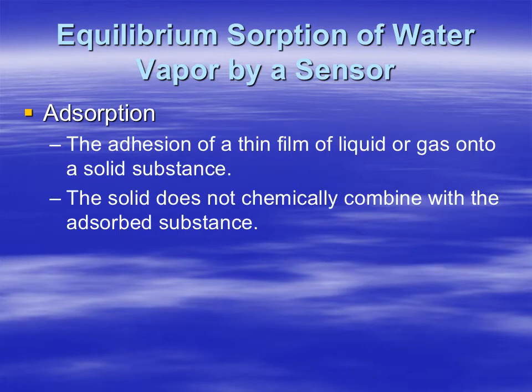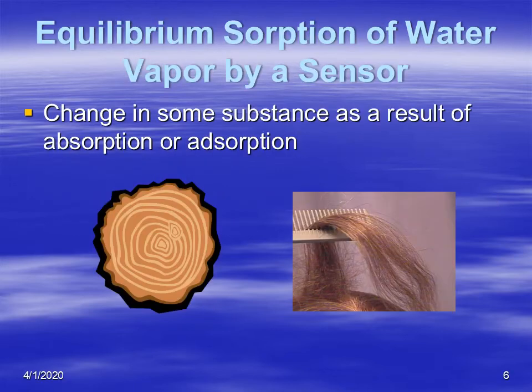And adsorption is where a thin film of fluid will form on a solid substance. So it doesn't really combine, it doesn't create a solution, but it just produces a film on the object, a water film. So different objects result in the absorption or adsorption of water vapor.